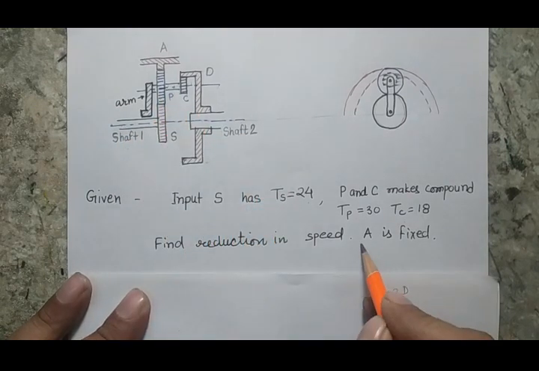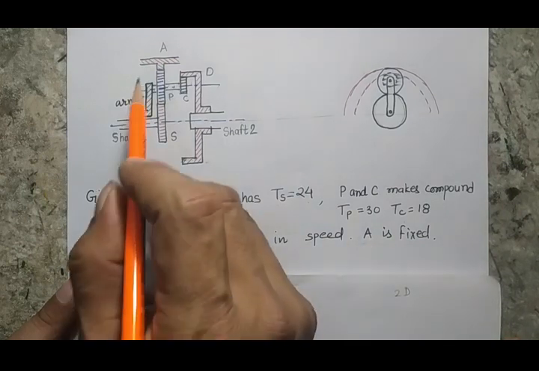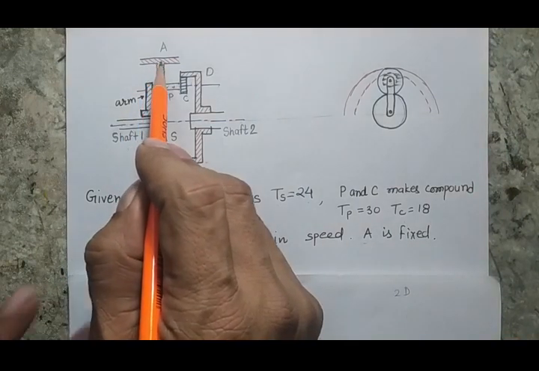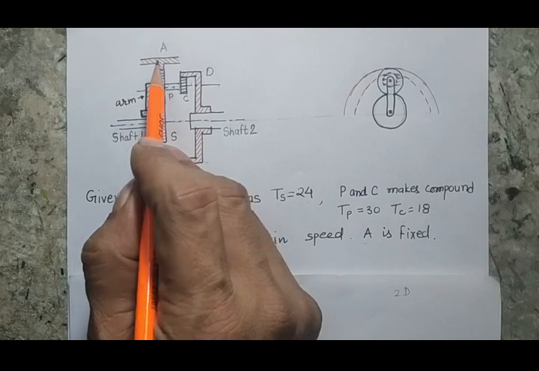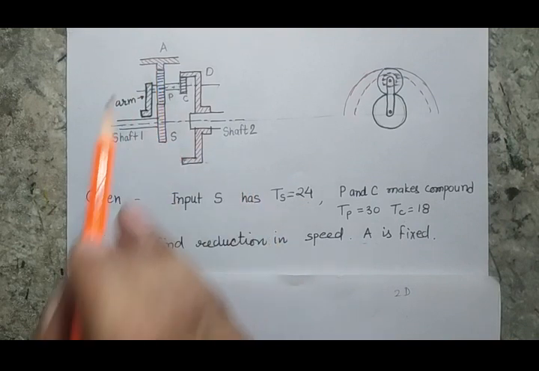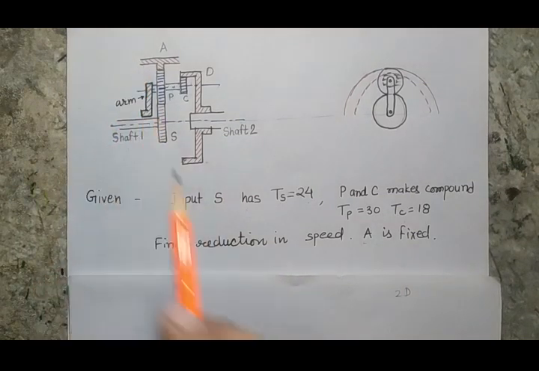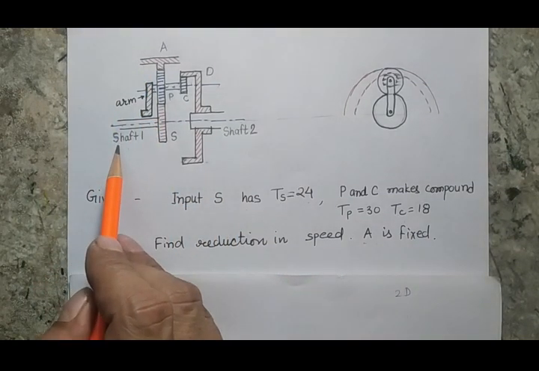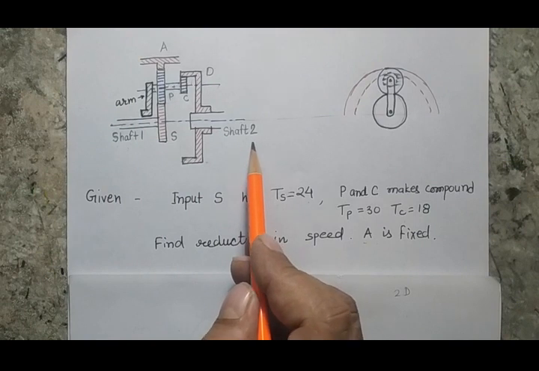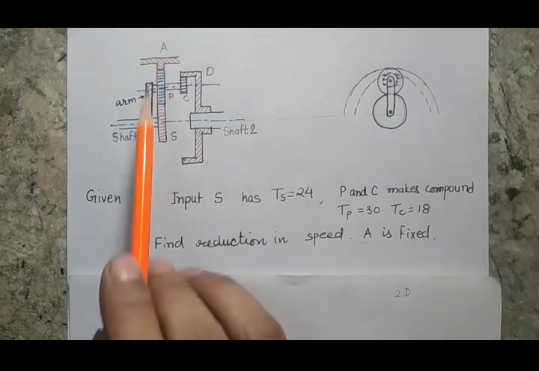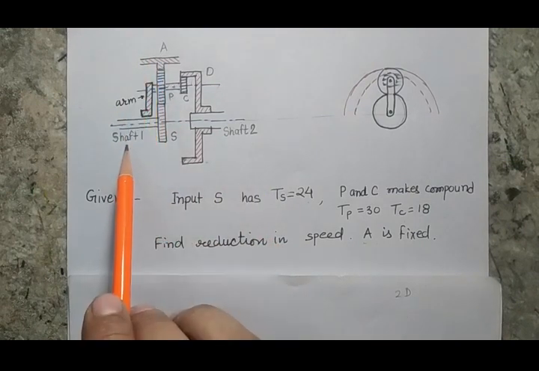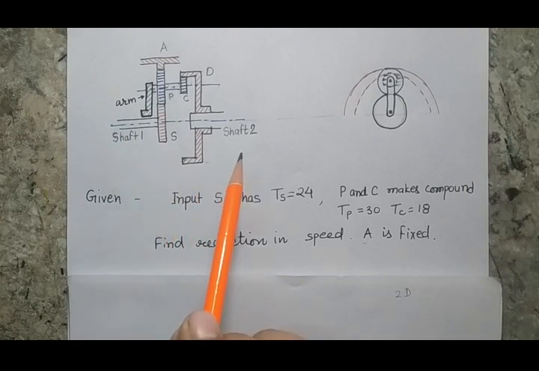And it is given that A is fixed. A means this annular gear or ring gear is a fixed gear. So here we are giving one constraint to A, that means this is my one input. The second input will be to shaft 1 and the output will be at shaft 2. That means I am giving 2 constraints or 2 inputs to my system and getting 1 output. It indicates that the system has 2 degrees of freedom.